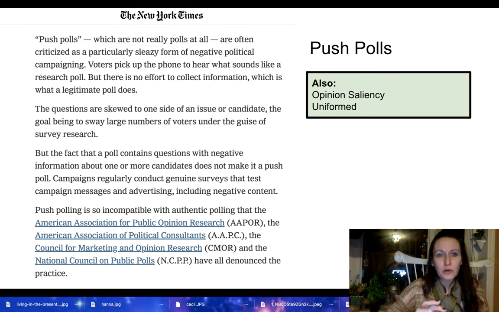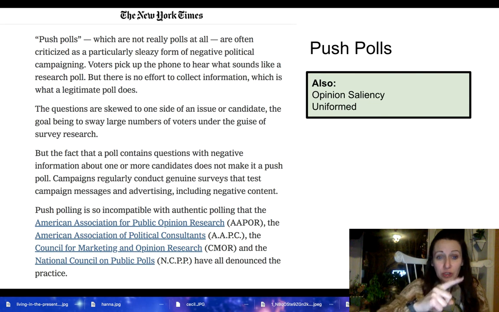And push polls are not really even considered polls. These are things your family might get certain calls for. It's basically a campaign conducting a poll, but their questions are sort of to try to get you to think a certain way, right? Notice it reads that they're often criticized as a particularly sleazy form of negative political campaigning. Voters pick up a phone to hear what sounds like a research poll, but it's not to collect information, which literal polls are to collect information. This is more to share information.